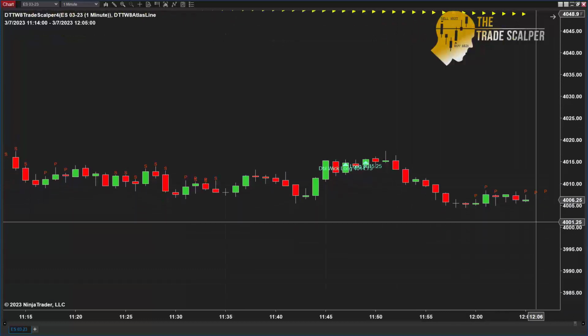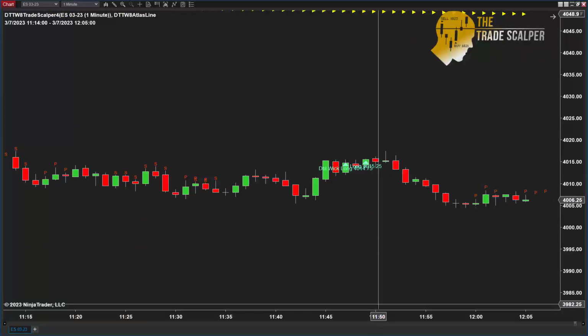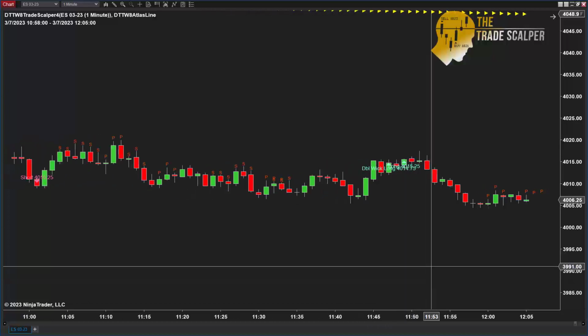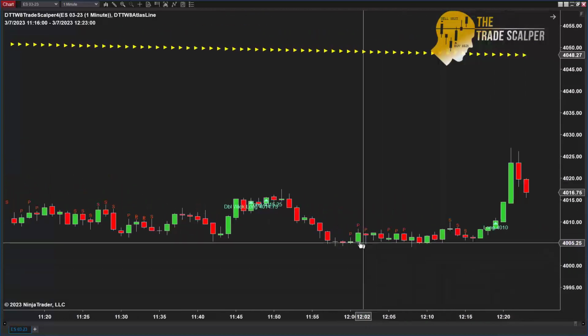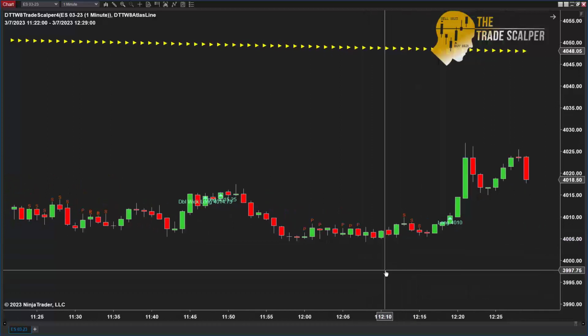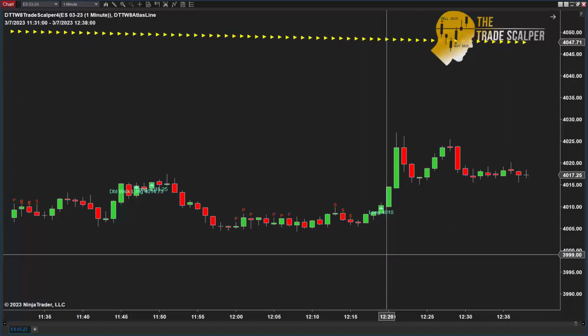So if you're thinking about scalping the markets, the Trade Scalper is great, but adding something else just to have a little bit of a filter. I only want to trade long, or I only want to trade short for a specific reason.